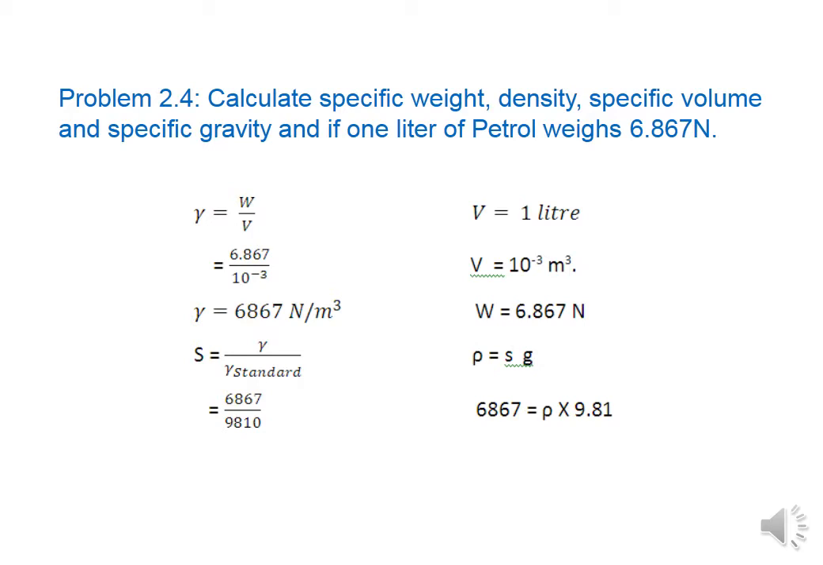Here density is not given. So density you have to calculate. How to calculate this one? Whatever this gamma symbol is, that is weight by volume, that is specific weight. So specific weight already you know that 6.867 Newton per meter cube, and weight is also known. So you please take down the basic formulas and calculate the things.